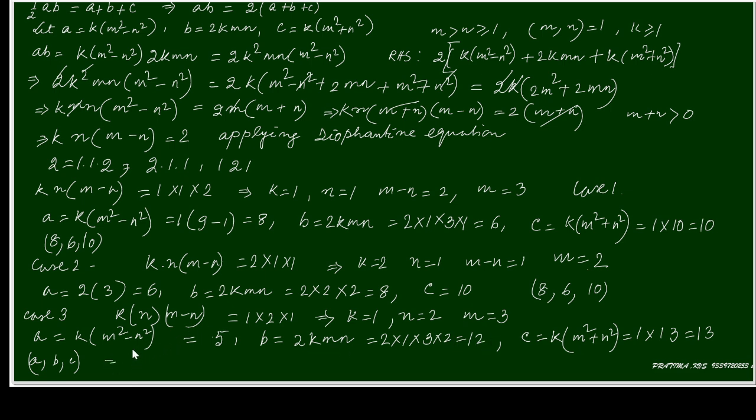So there are two triples satisfying this condition. One is 6, 8, 10 and the other is 5, 12, 13. So if we verify, their perimeter is the same as the area. For the first case it will be half into 6 into 8. So it will be 24, and if we take the perimeter it is also 24. In the second case, it will be half into 12 into 5. This will be 30, and its perimeter is also 30. So they satisfy the condition.